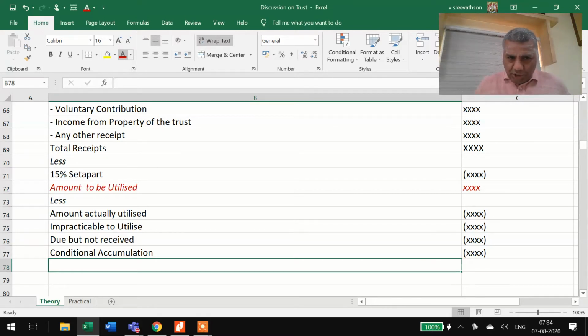Amount actually utilized, capital and revenue. In that, what will not be considered, I have already told you. 30% if tax is not deducted, cash, depreciation, all will not be treated as utilization. Remaining: impracticable to utilize because you received in the later part of the year. Due but not received, that is accrual basis of accounting. Conditional accumulation, you say that you are going to use it in the future years.